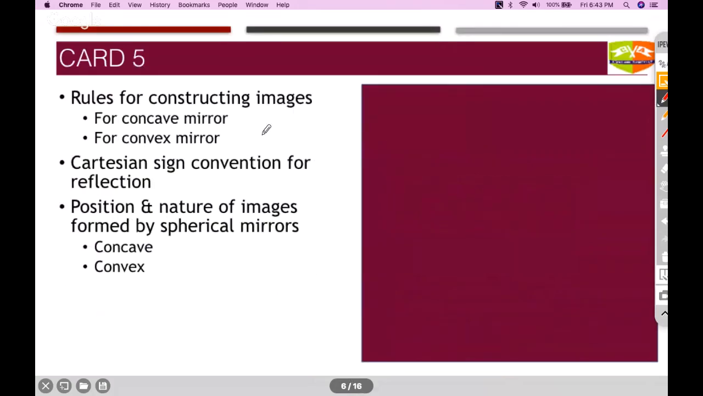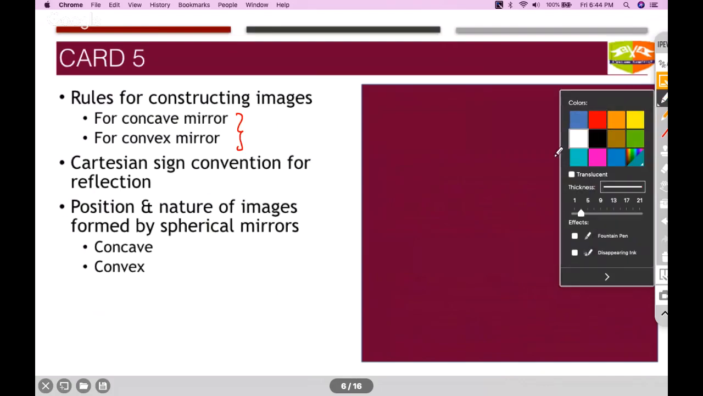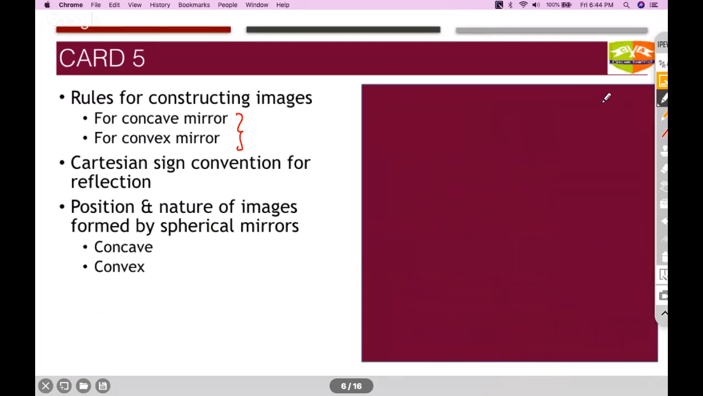So there are different rules for constructing images. So what are those rules? There are basically 4 rules which apply in both the cases, both in concave mirror and convex mirror. So those rules are, first rule is, let me draw a diagram for you. Suppose this is my concave mirror. So I'm doing it for concave mirror. I'll explain it for convex mirror also. First rule is any ray, suppose this is center of curvature, this is pole, this is focus.